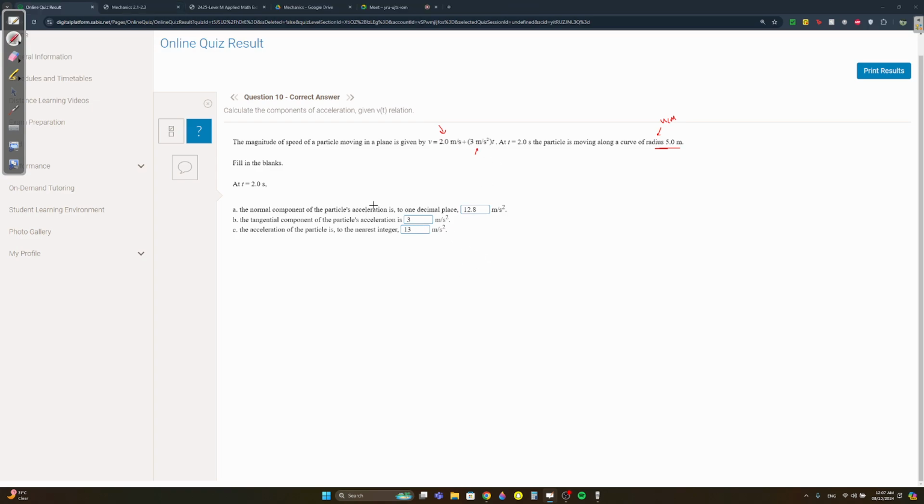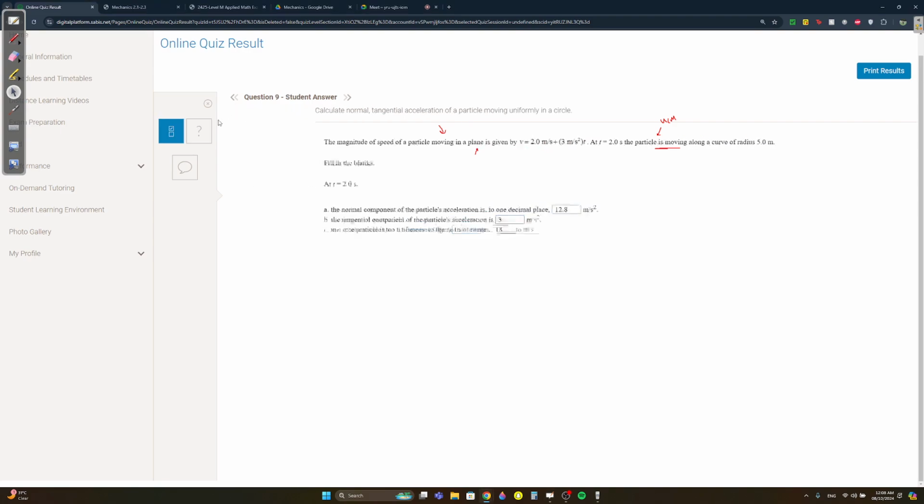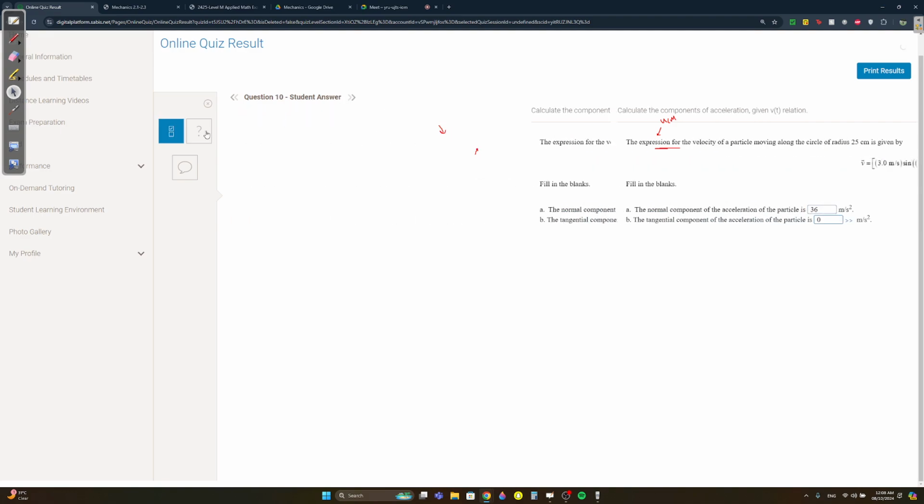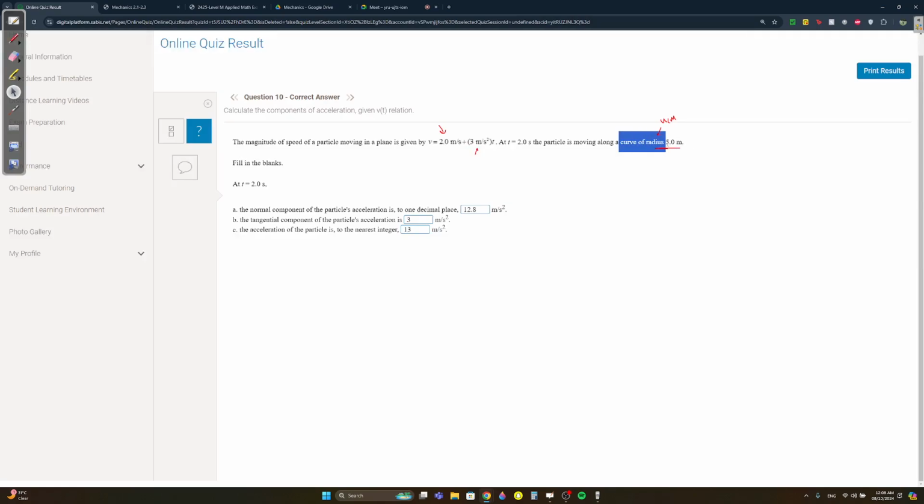Before moving on, somebody might ask me, why isn't the tangential component 0 here? Because they didn't say it's moving uniformly, like in the last one. Here they didn't really say along the circle, they said it's a curve, but the curve has a radius 5. If they don't say uniformly or don't say along the circle, then it's not UCM. So let me erase this, but it will still follow the same formula.